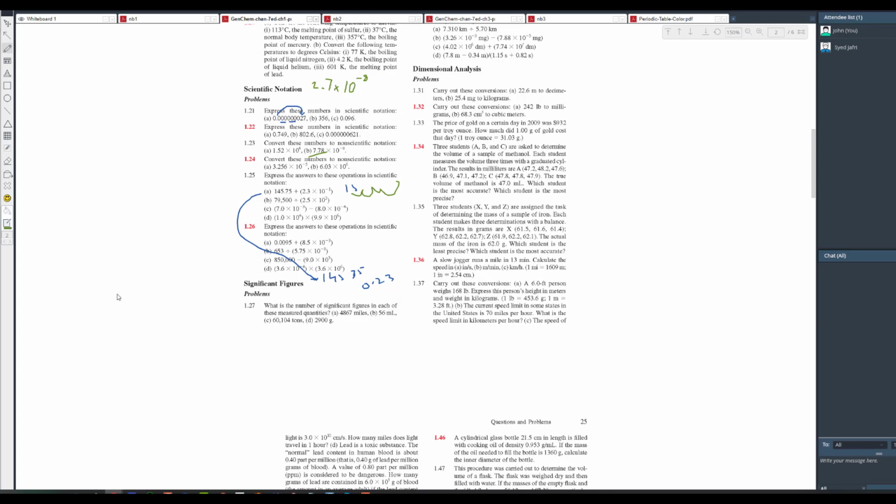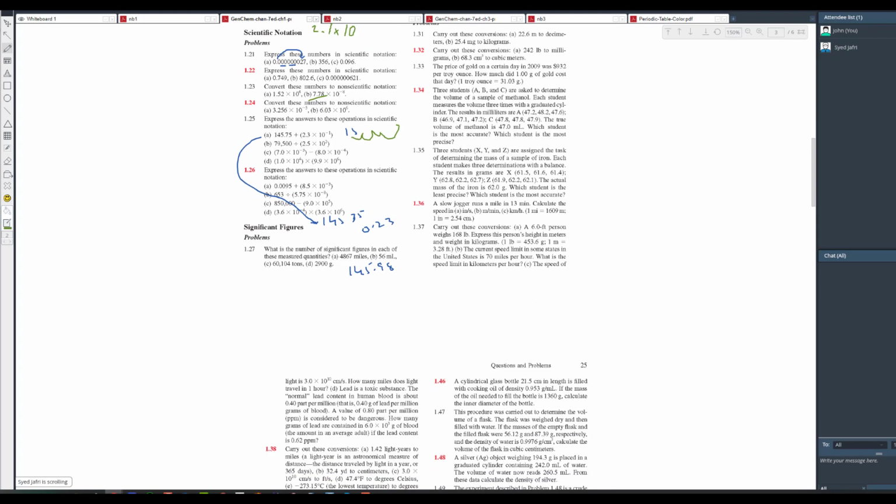How many digits after the decimal in the first case? 2. And how many digits after the decimal here? 2. So when you are adding them, you will retain 2 digits after the decimal. It's going to be 145.98. But they are saying, express these answers in scientific notation. So how can I express this in scientific notation? 1.4598 times 10 to the negative. Hold on, no, not the negative. It'd be the positive.